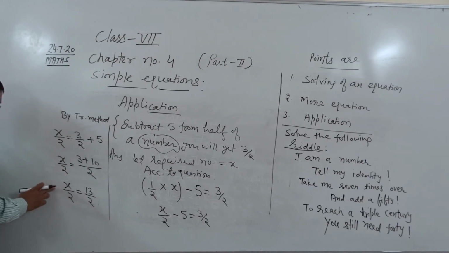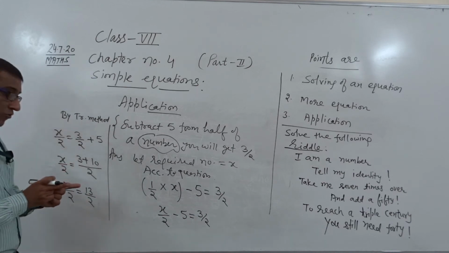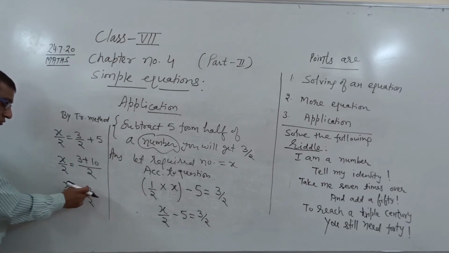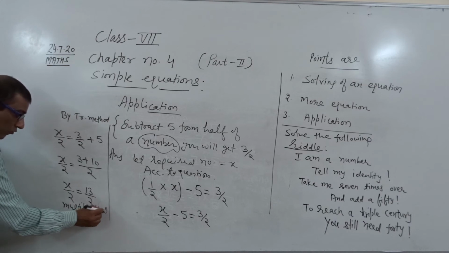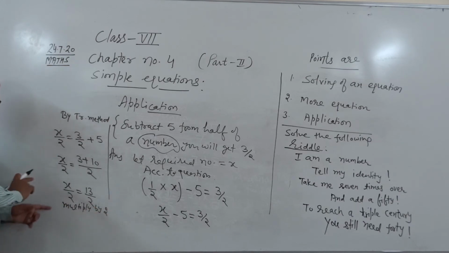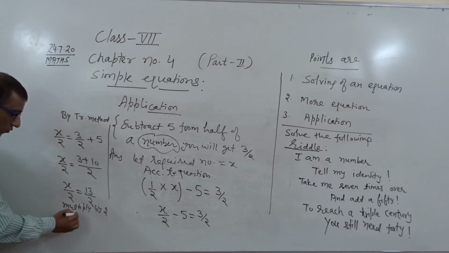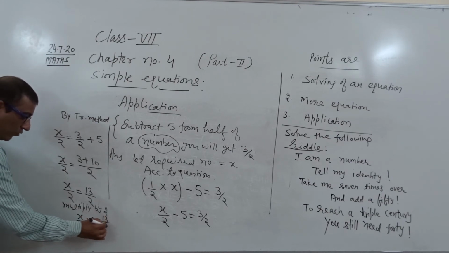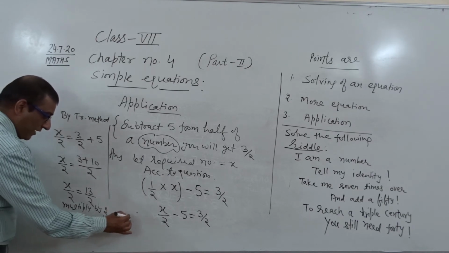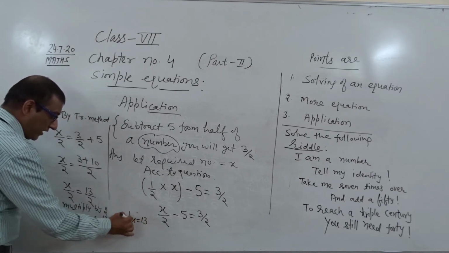So what we will do, we will multiply both sides by 2. Now the question arises, why do we multiply by 2? If you multiply both sides by 2, then 2 and 2 will cancel. Multiply by 2 means we will multiply both sides by 2. So when you do this, you will get x upon 2 into 2 equals 13 upon 2 into 2, the 2 and 2 cancel, this 2 and 2 cancel, and we get x equals 13.